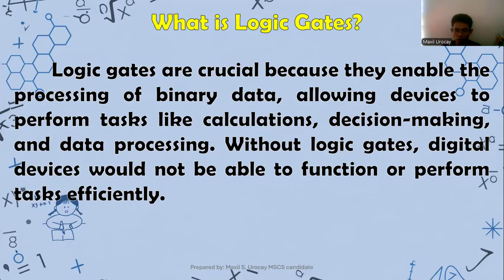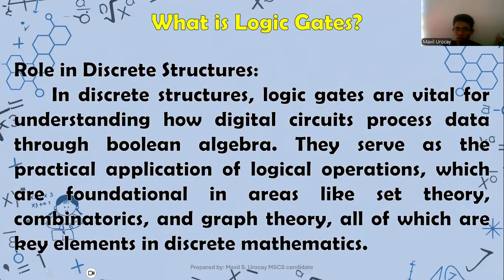So for the role of logic gates, class, in terms of discrete structures, in discrete mathematics, logic gates are closely related to Boolean algebra that was previously discussed in our prelim term. And they provide a real-world application of abstract logical concepts such as AND, OR, and NOT, and so on and so forth. And those concepts are also used in set theory, combinatorics, and graph theory. In our data structures and algorithms, we will run through those cases, graph theory still.